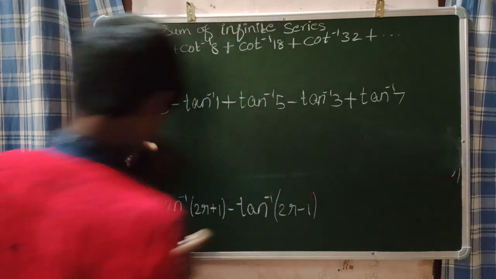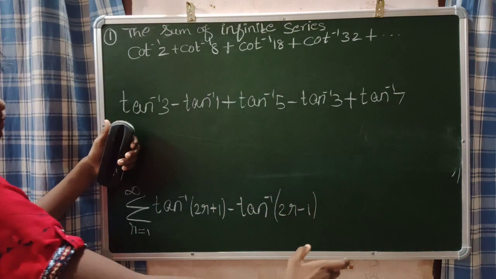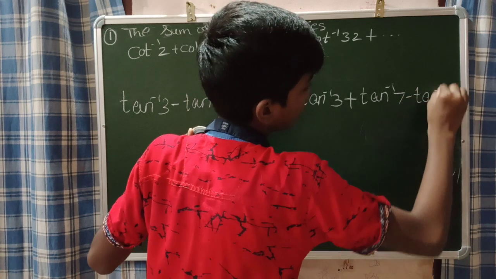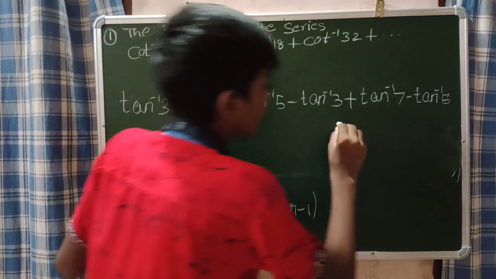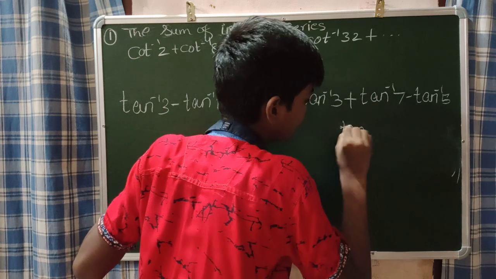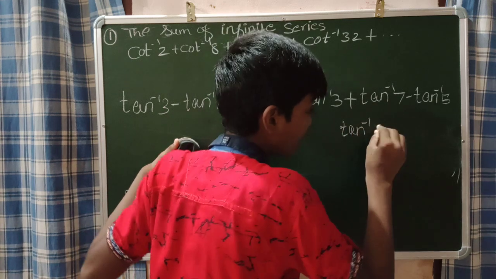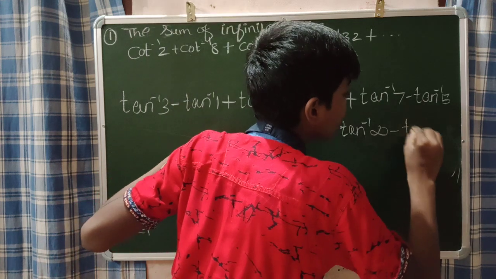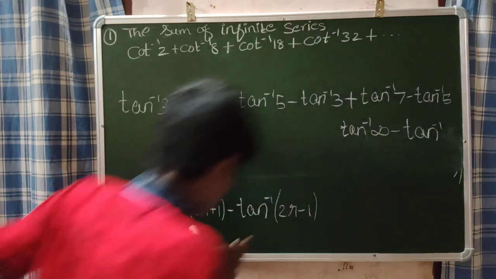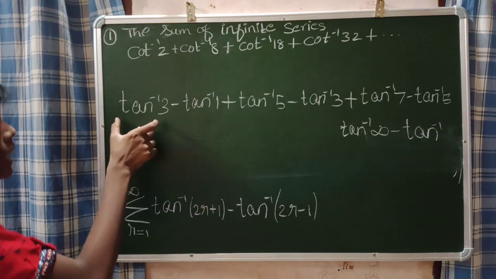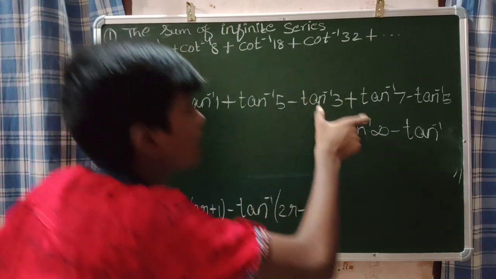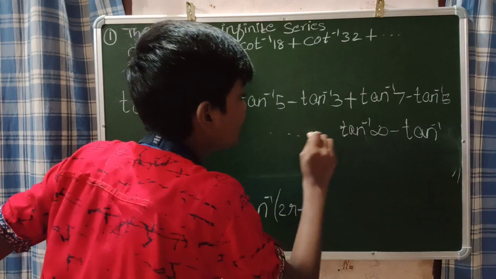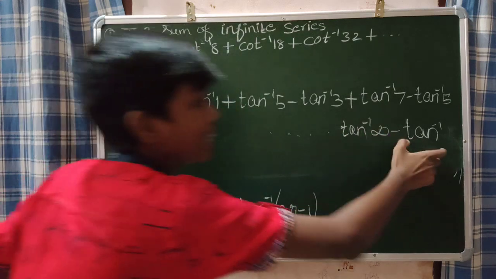Next, when you put r as 3 in this expression, minus tan inverse of 5. Like that, it will be going on up to tan inverse of infinity minus tan inverse of something. This is what you will get when you open the summation: tan inverse of 3 minus tan inverse of 1 plus tan inverse of 5 minus tan inverse of 3 plus tan inverse of 7 minus tan inverse of 5. Then after a few terms, you will get tan inverse of infinity minus tan inverse of something.